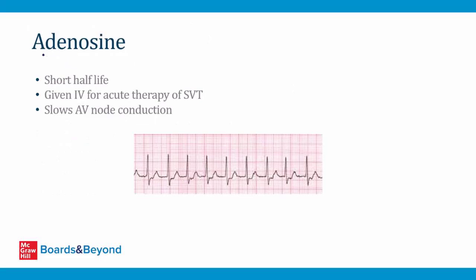And then finally, there's a drug called adenosine, which is sometimes used in the emergency room when patients have supraventricular tachycardias like AVNRT. I talk about adenosine in more detail in the videos on antiarrhythmic drugs, but it has a very short half-life. You can give it intravenously for acute therapy of SVTs like AVNRT, and it will slow conduction in the AV node and usually terminate conduction through the slow pathway.